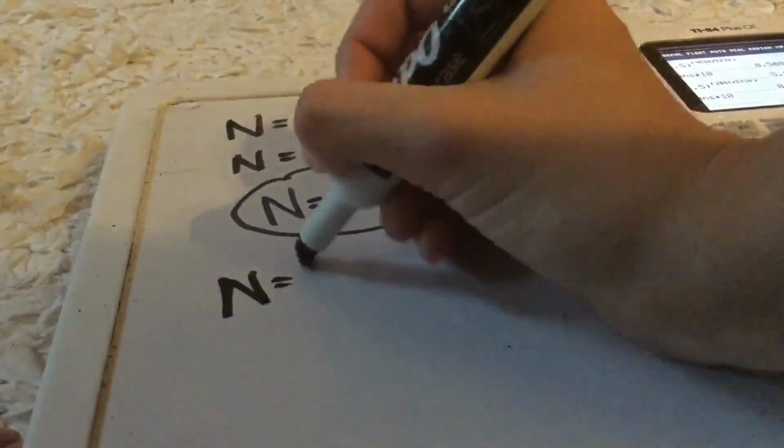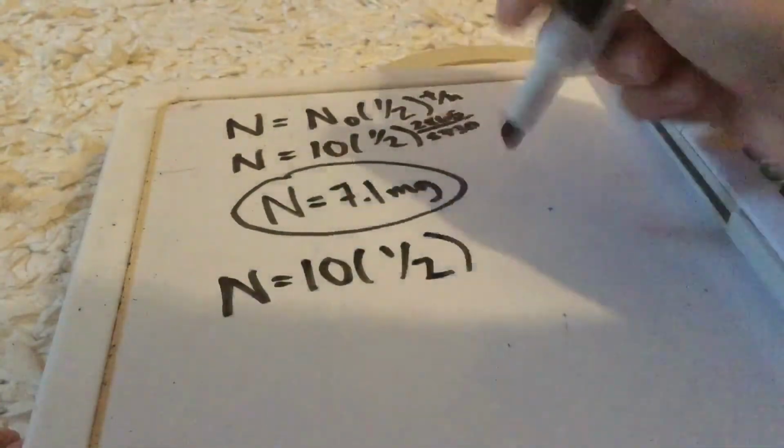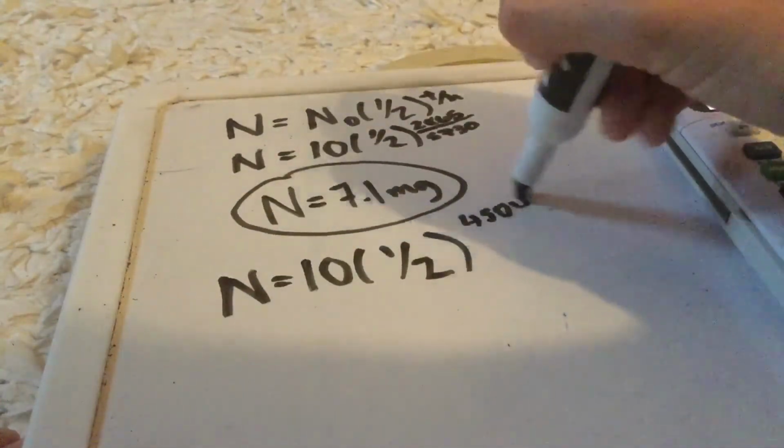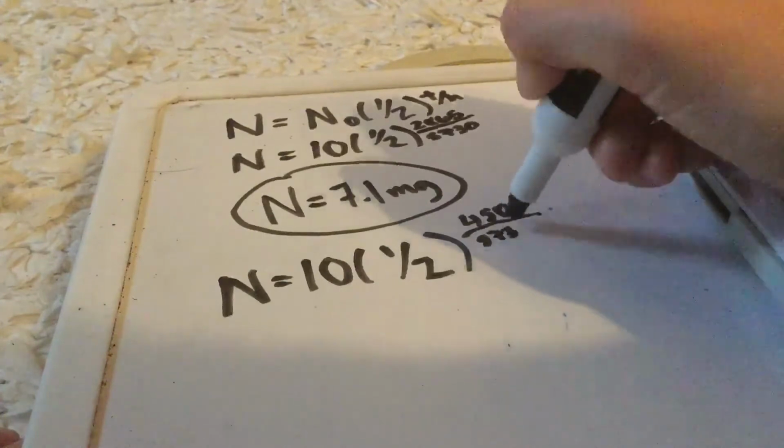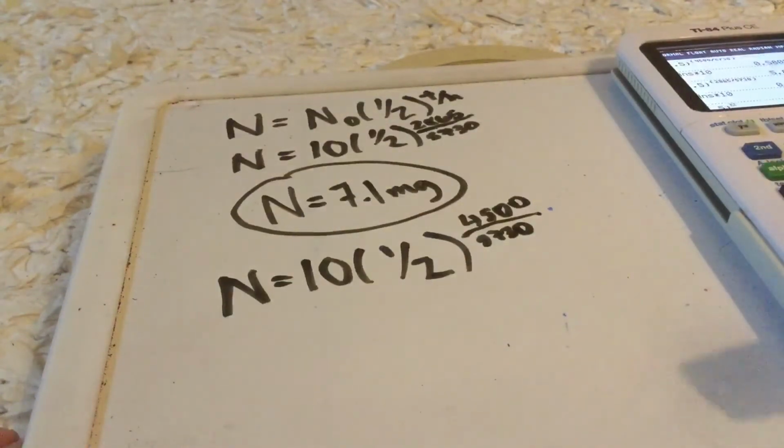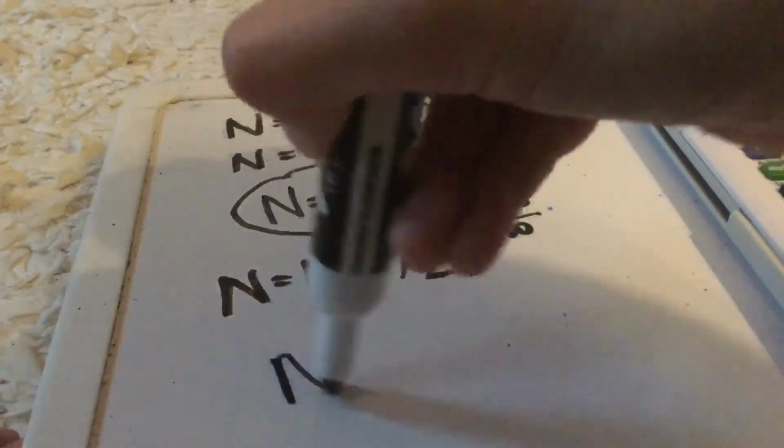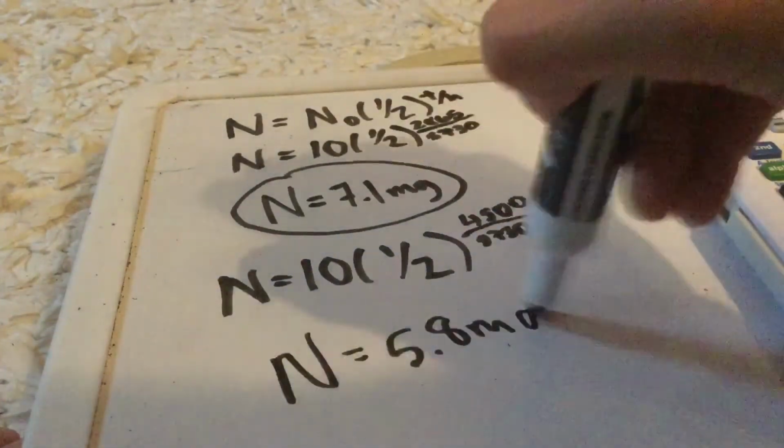As you do the other half of the problem, plug in your knowns again. The only thing different is that it's 4,500 over 5,730. Then you will plug them into your calculator like before, and you should get the answer that N equals 5.8 milligrams.